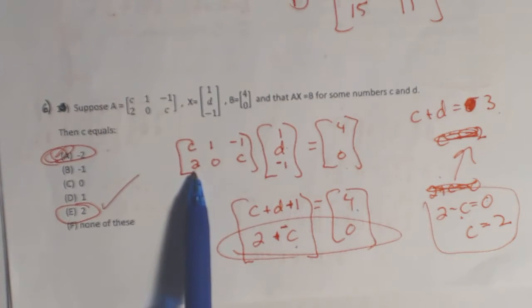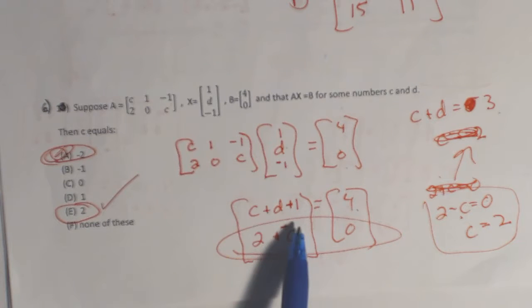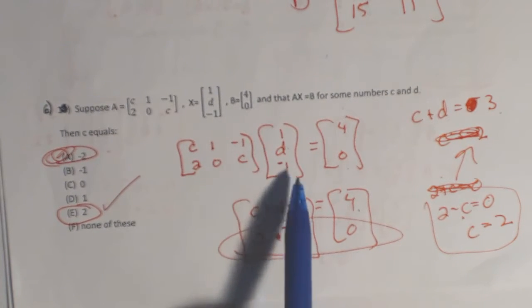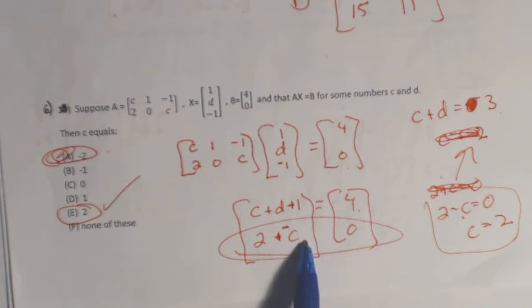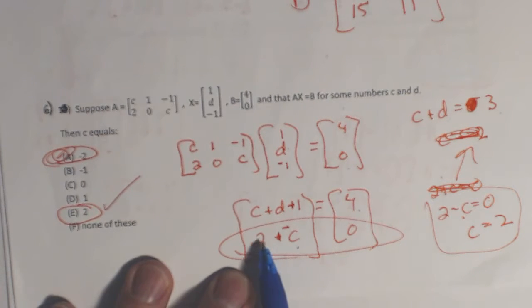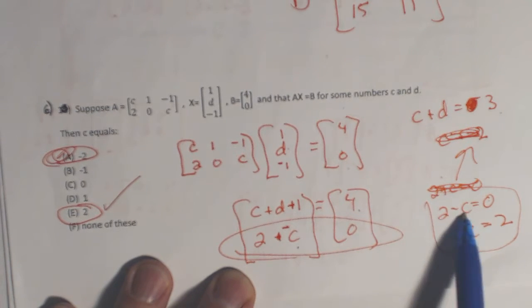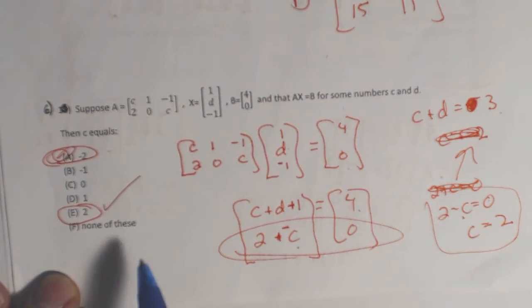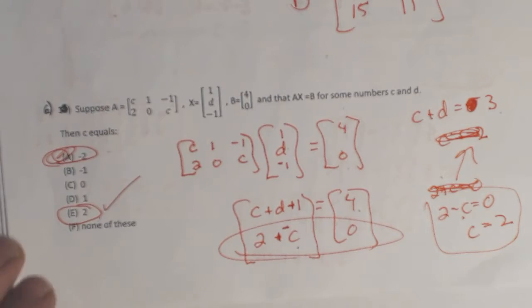D, for the second row, 2 times 1 gives us the 2. 0 times D is D, so it's gone. And C times -1 is -C. This is the one that's going to give us the value of C, which is what they're asking for. So what we're going to do, 2 minus C equals 0. So C equals 2. I had my sign wrong at the start, but it's positive 2 is my answer.